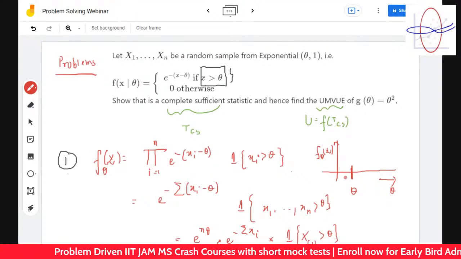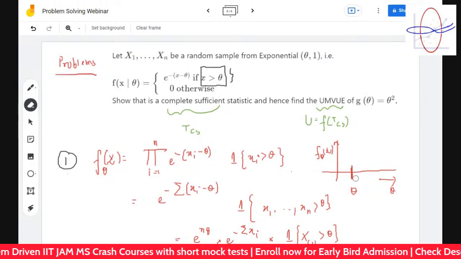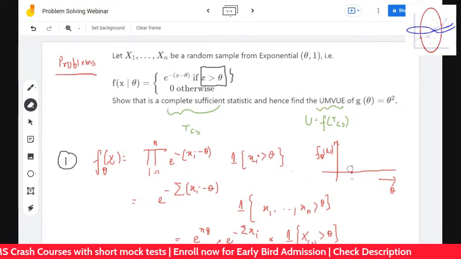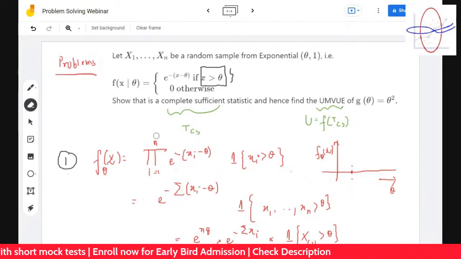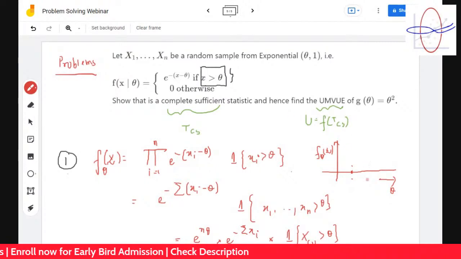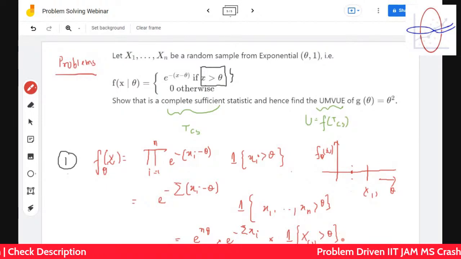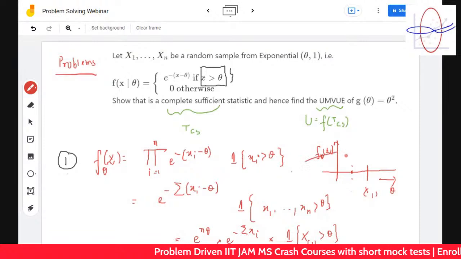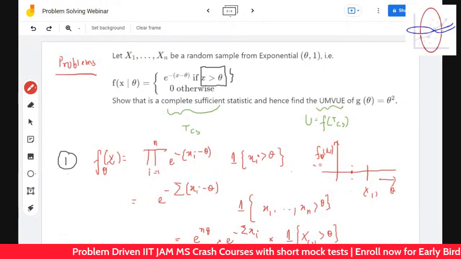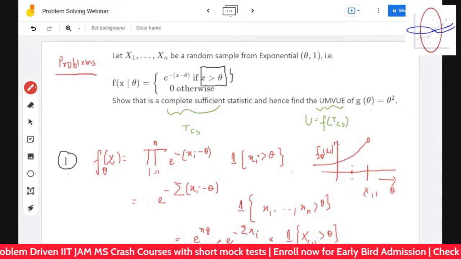So here, the mistake is the following. Here, theta is actually less than x1. So this will be x1. It's less than x1. So theta is less than x1, and therefore you can see it's an increasing function. So e to the power n theta is like this, and see the maximum is happening over here.